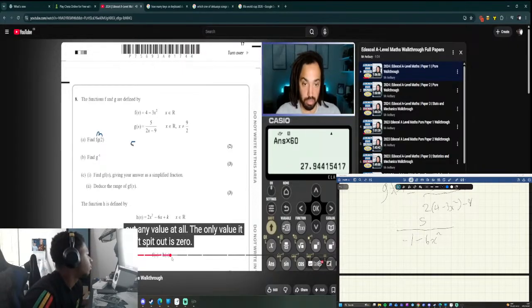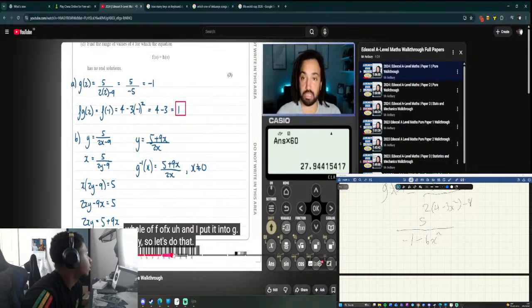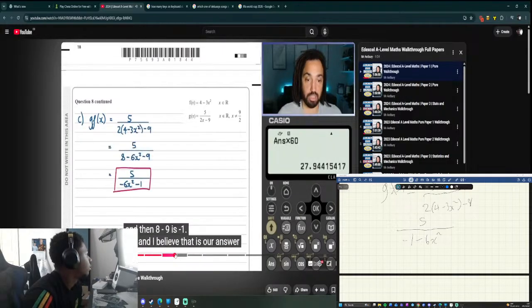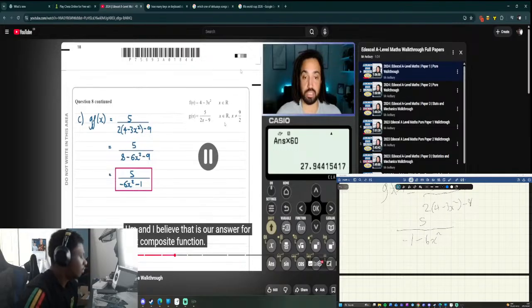Okay, so let's do that. Input now as for that composite function. Boom. Okay.